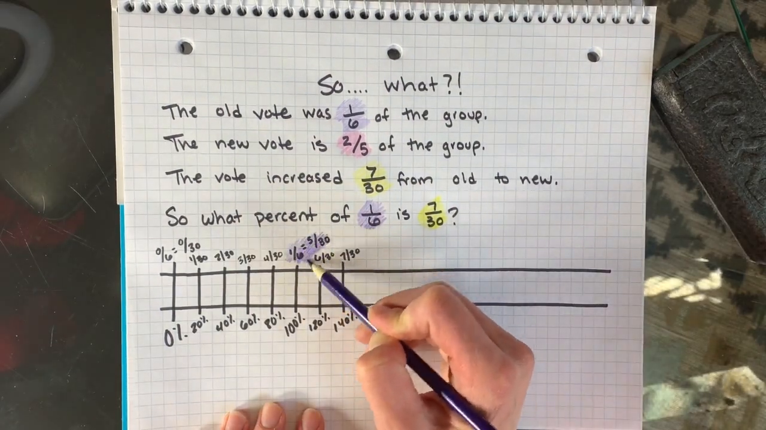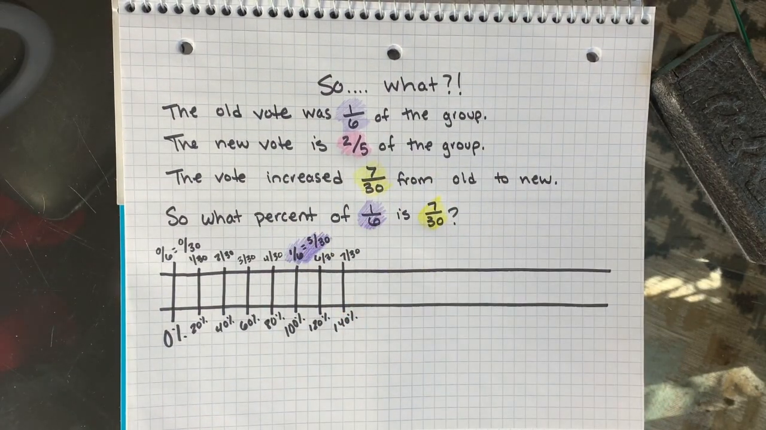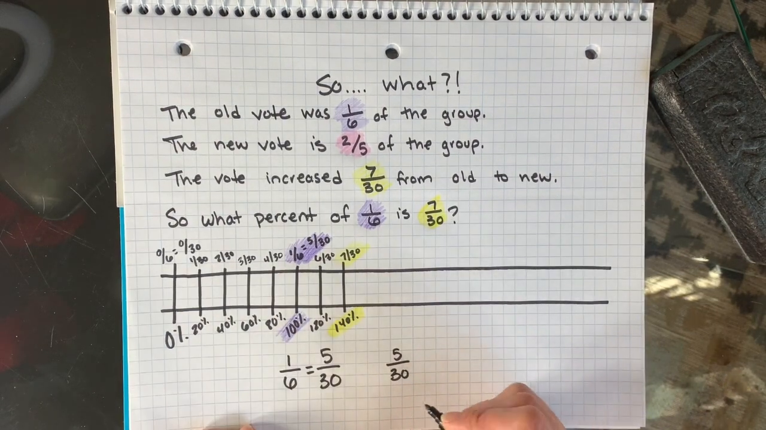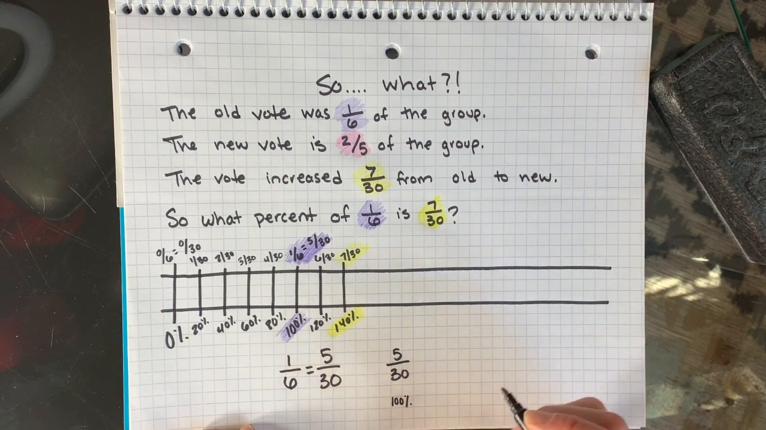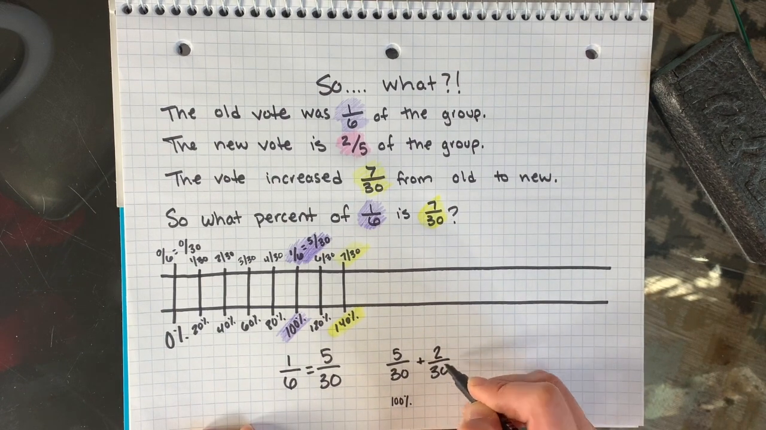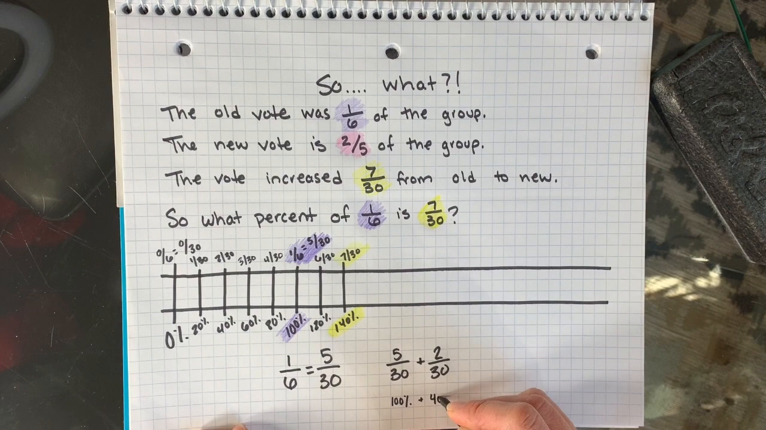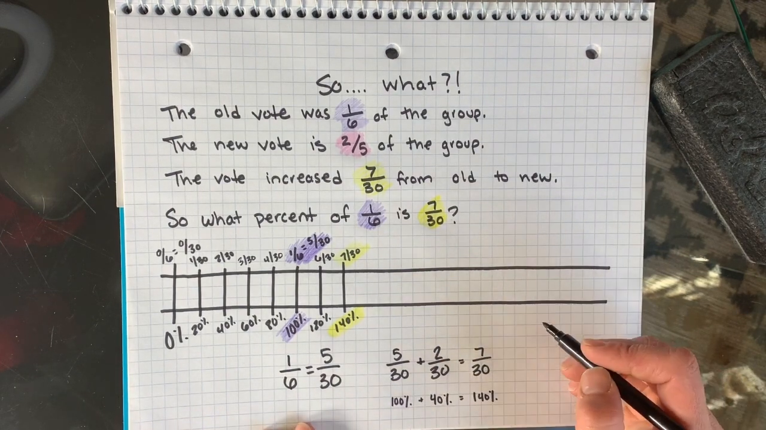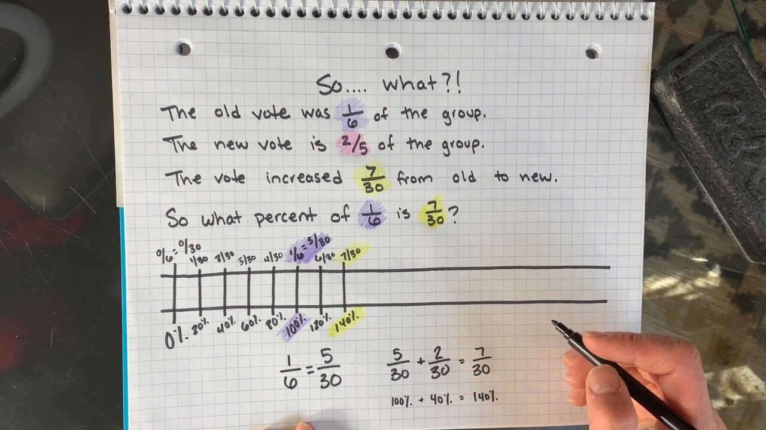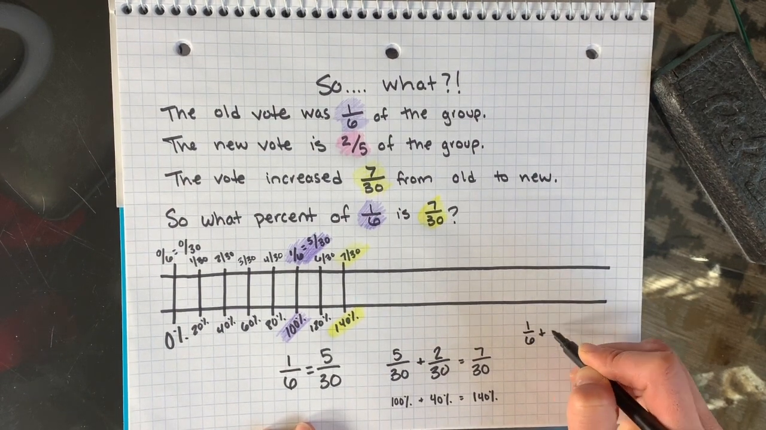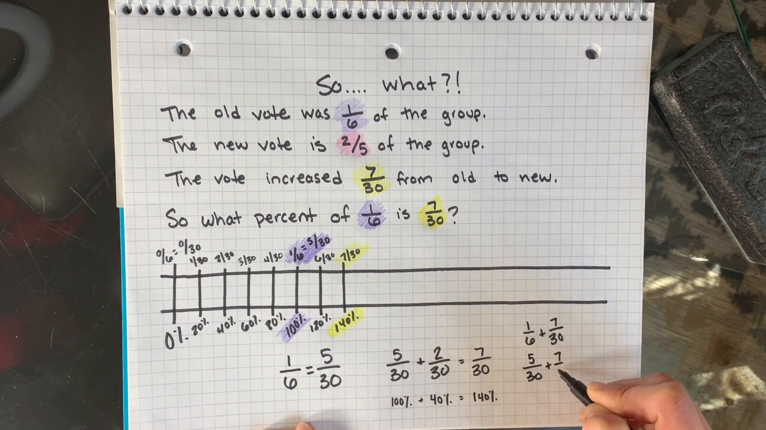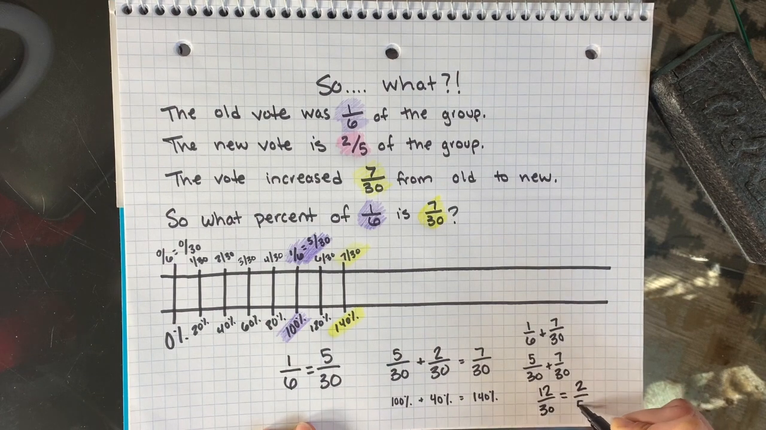We know 1/6 is the same as 5/30, so let's just think about the number 5. 5 is 100% of itself. 2 is 40% of 5. So 2 and 5 make 7, and that's 140% of 5. 1/6 experiences a 140% increase because 140% of 1/6 is 7/30, and 1/6 plus 7/30 is 12/30, which equals 2/5, and that's the new value.